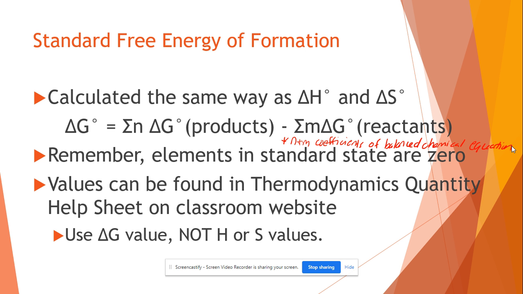These values for delta G can be found on your thermodynamic quantity help sheet. Remember to use your delta G values, not the H or S. So these are going to be the ones in the middle.